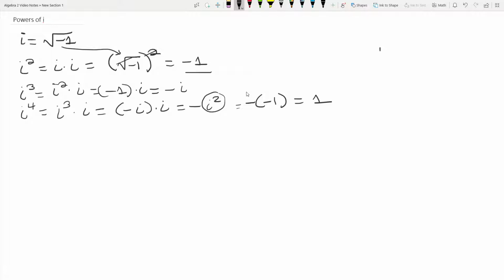So basically, you have i is the square root of negative 1. i squared is negative 1. i cubed is negative i. And i to the fourth is 1. And then this repeats over and over again. So then i to the fifth would be, in that case, just i, or the square root of negative 1. So this is a cycle and it repeats.